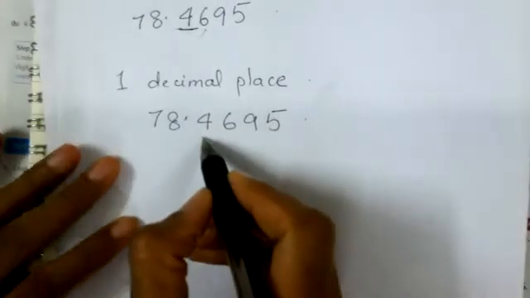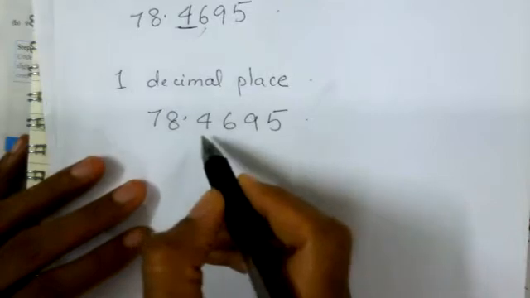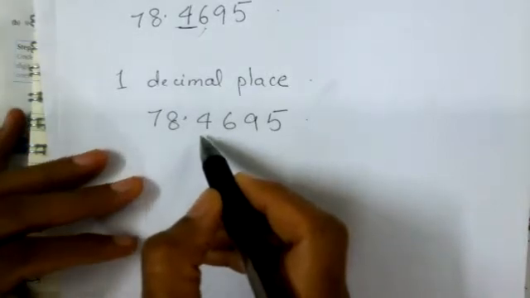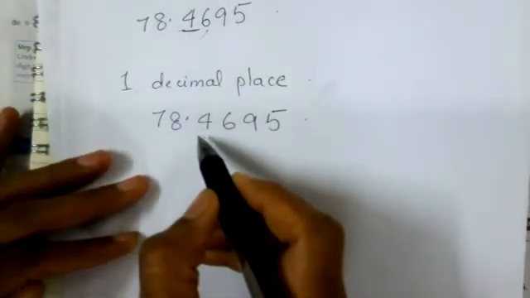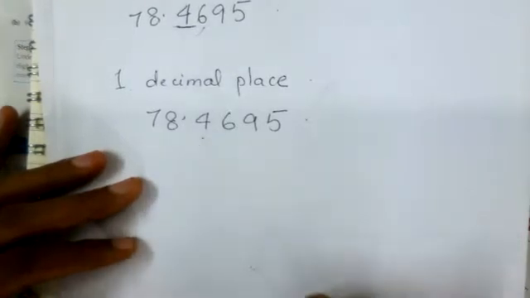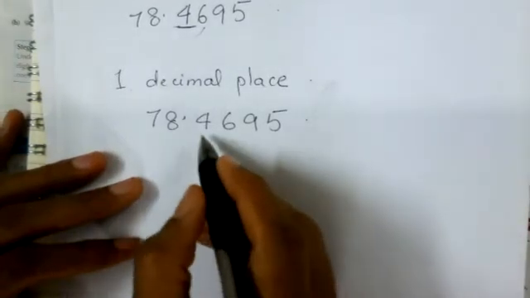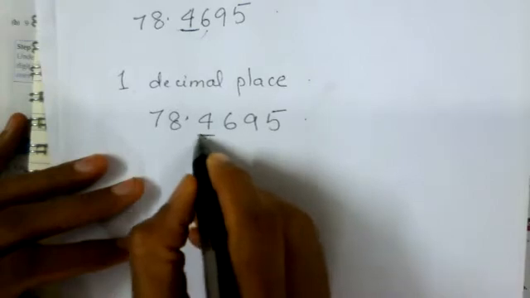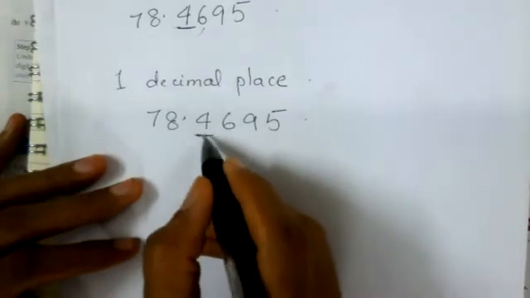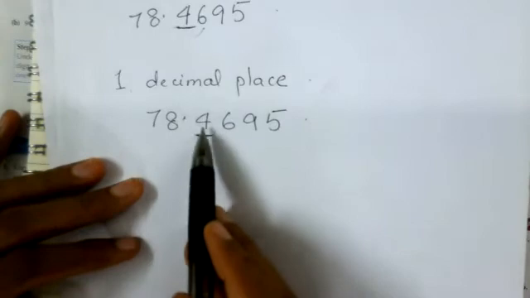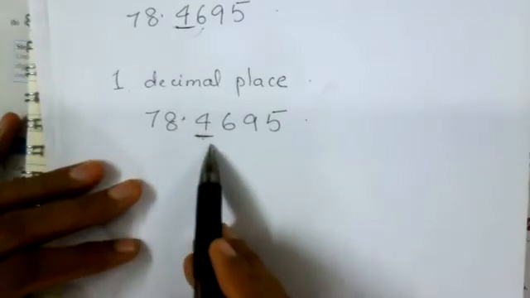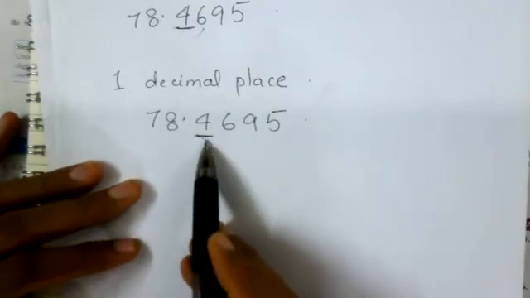Who's going to do this with me? Abdul Nafe, you want to do it? Yes, okay. So we will underline this because this is one decimal place, one place to the right of the decimal. So look at the digit right next to it, on the right hand side.